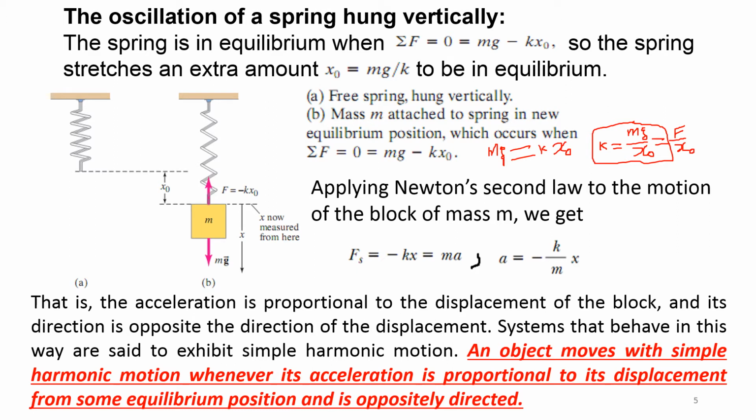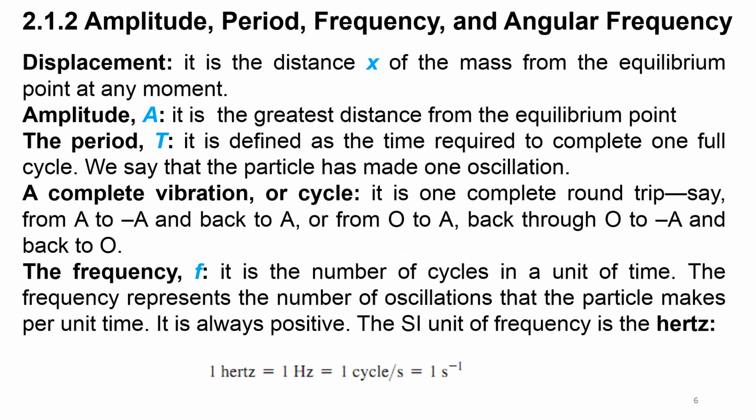Then an object moves with simple harmonic motion whenever its acceleration is proportional to its displacement. Here in this equation, you see that the acceleration is directly proportional to the displacement. Then here comes the equation of motion. Then a simple harmonic motion is characterized by what we call amplitude, period, frequency, and angular frequency.